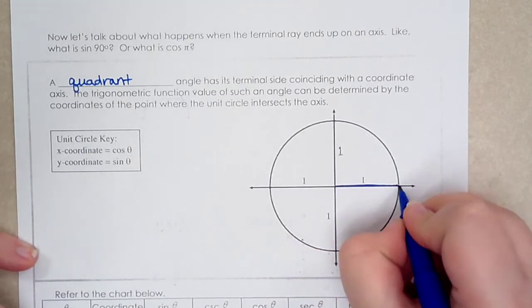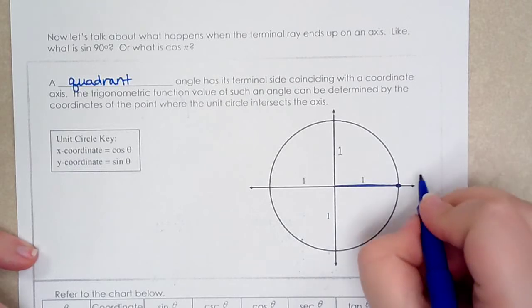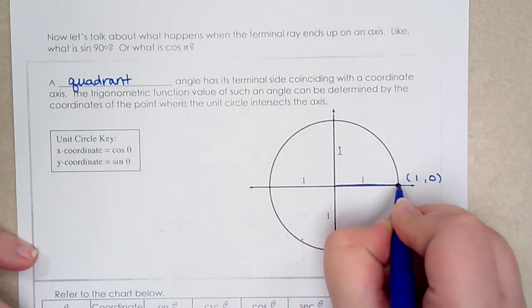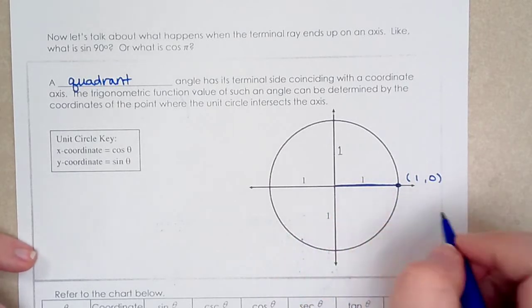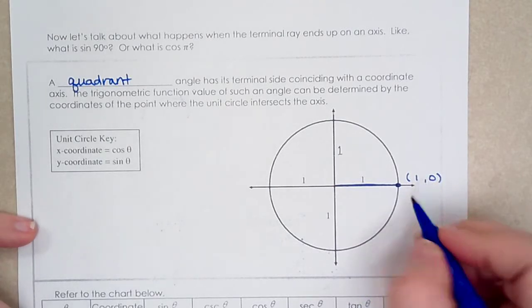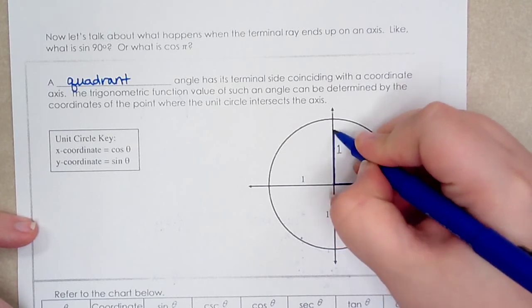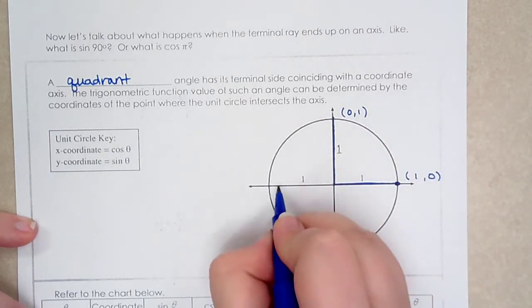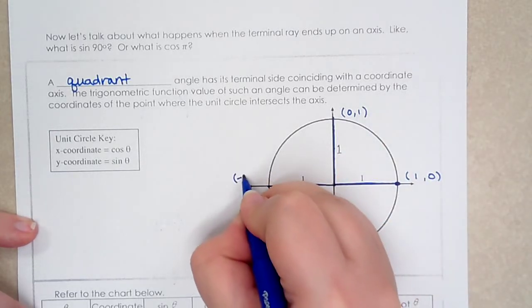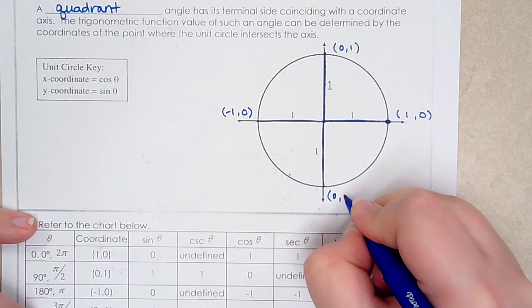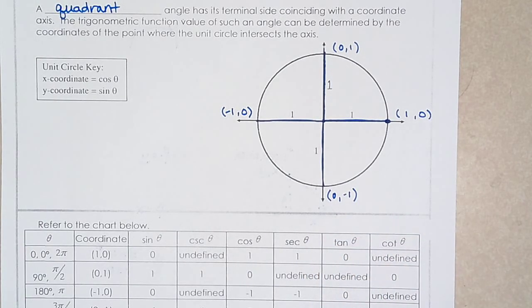If I go out to this point, and this is my initial side and my terminal side, that point is 1, 0. I go out 1 unit and up 0 units. So my cosine for this would be 1 and my sine would be 0. If my terminal side lands on the positive y-axis, I went 0, 1. On the negative x-axis, I went -1, 0. And on the negative y, I went 0, -1. So I now have the cosine and sine for each of these pieces.